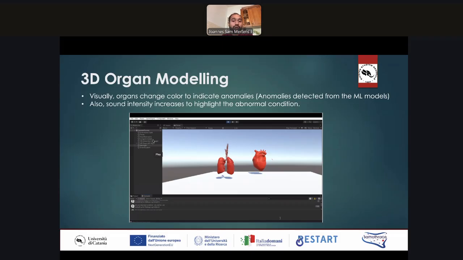And also, if, for example, the doctor is operating, wearing this Oculus, and is injecting a drug, and suddenly there is a change in color in the organs, like a red color, it means that something abnormal is happening. So this can alert the doctor, and it can prevent an accident.